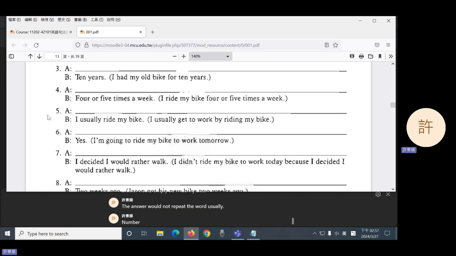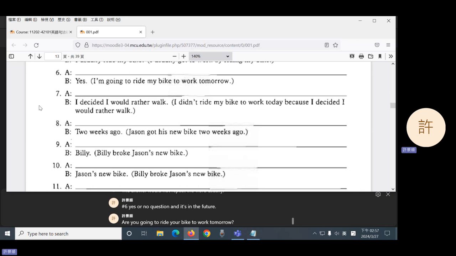Number 6, yes or no question. And it's in the future. Are you going to ride your bike to work tomorrow? Number 7. The hint is because, so it should be why. And it's the past. So why didn't you ride your bike to work today?